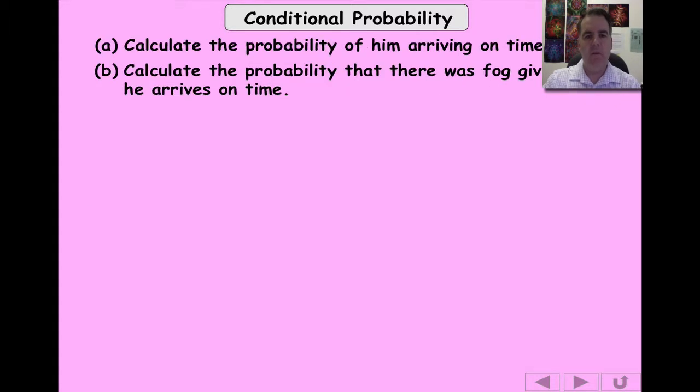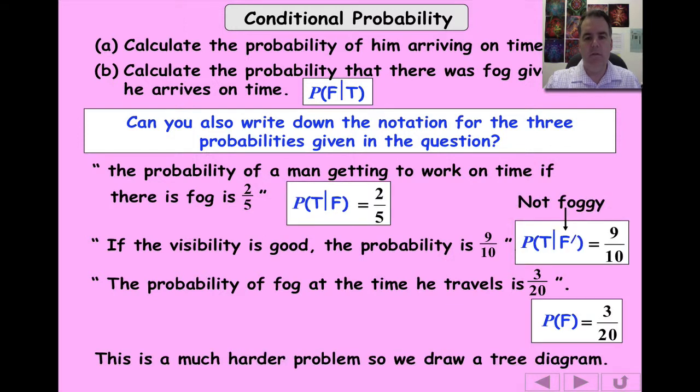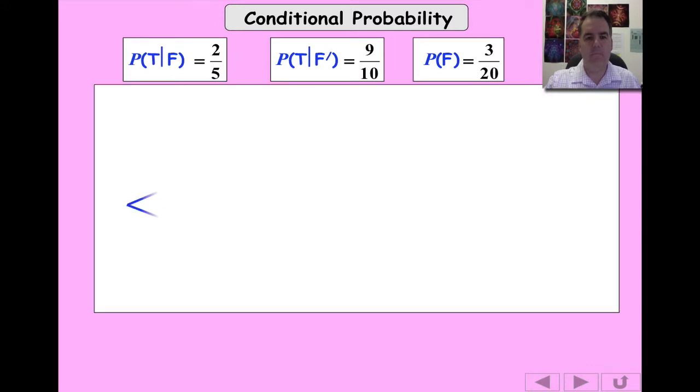Okay, so let's get a tree diagram going here. What we want for the first one is P(T) and the second one is the probability of F given that he gets to work on time. Okay, let's look at the tree diagram. So first branches, I'm going to say if there's fog or if there's not fog. The probability of there being fog on any of these given days is 3 out of 20. Therefore, the chance of there not being fog is 17 out of 20.